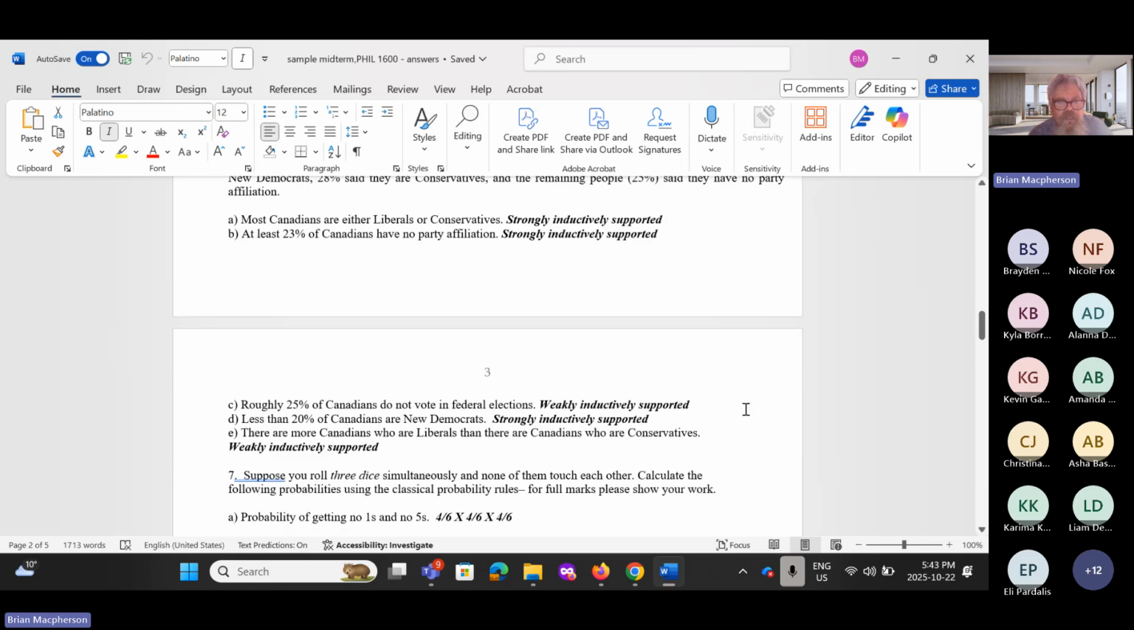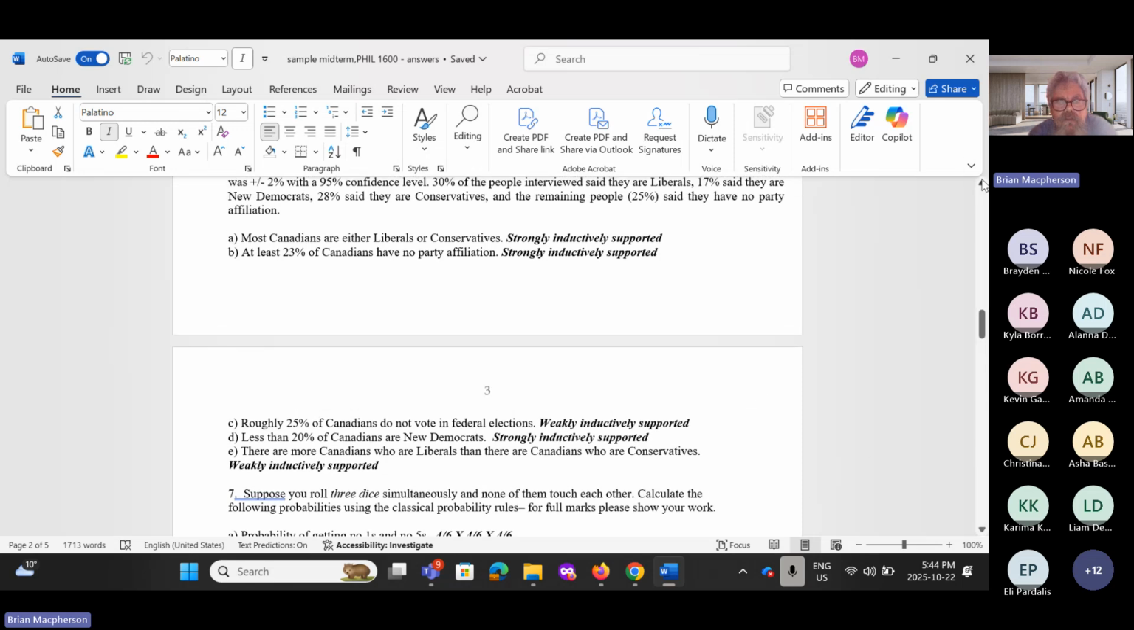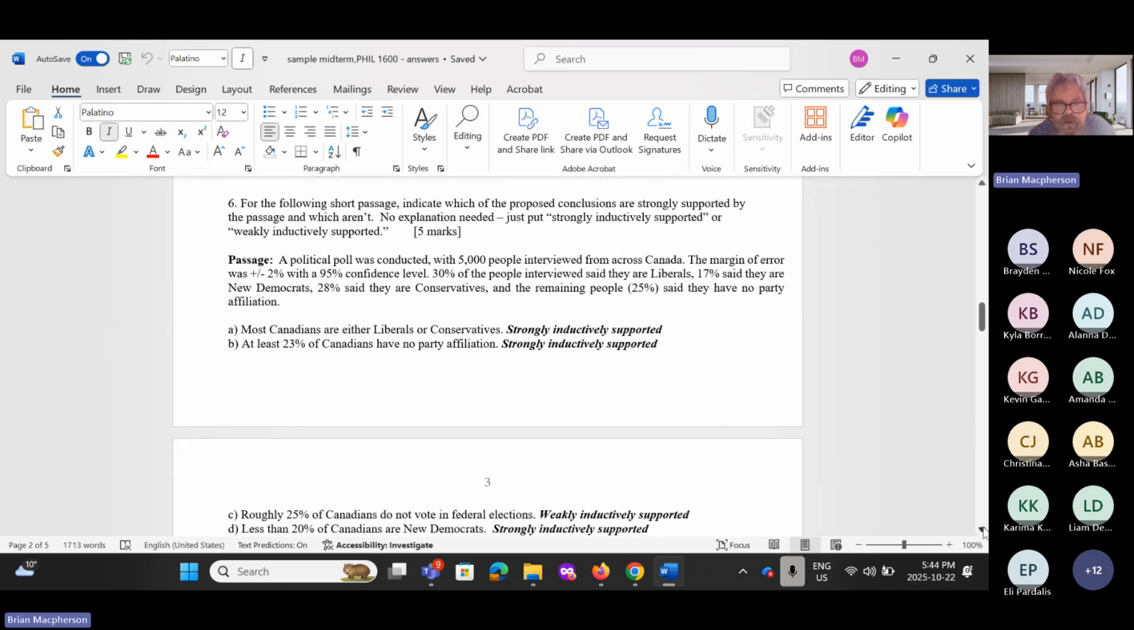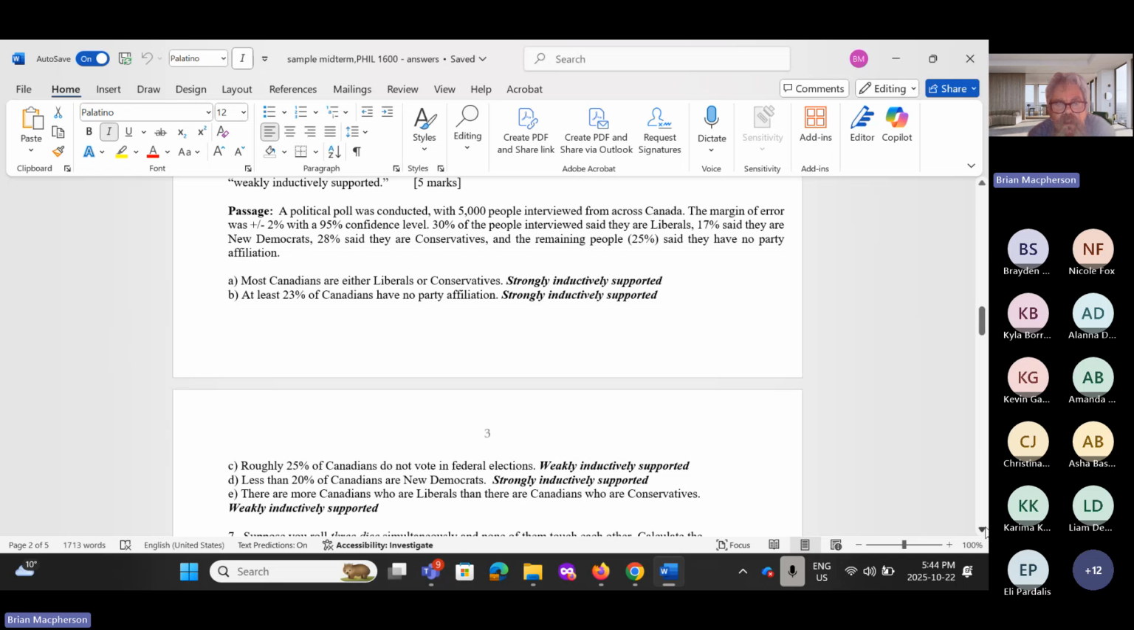Now let's look at number D. Less than 20% of Canadians are New Democrats. So let's take a look here. It said that 17% said they are New Democrats. And what does that one say there? Less than 20%. So taking into account the margin of error, let's say it's as much as 19%, it's still less than 20%, right? So therefore, D is strongly inductively supported.